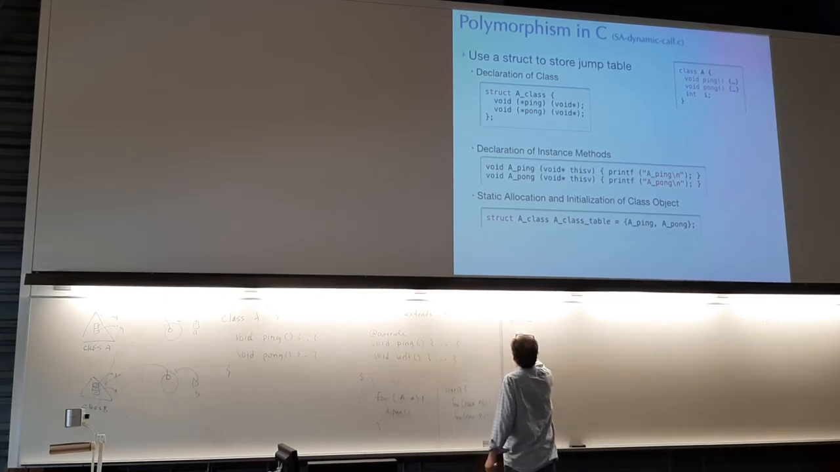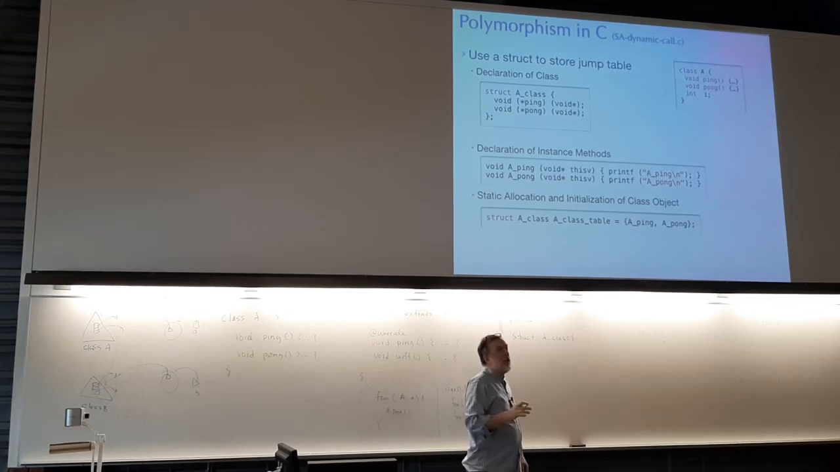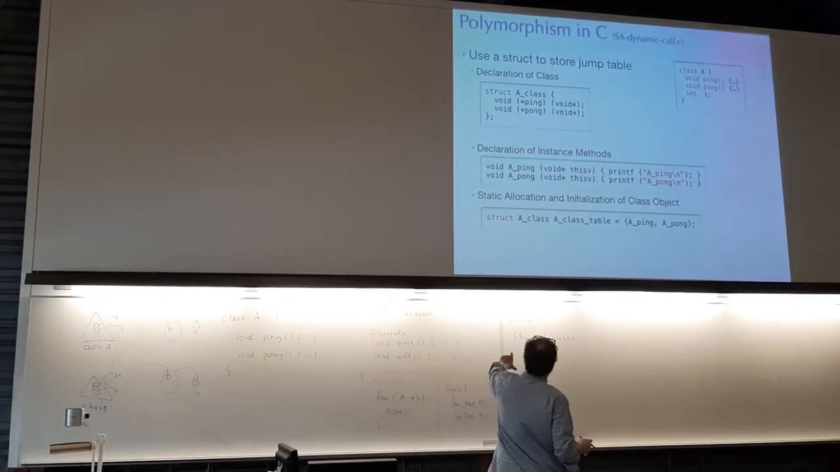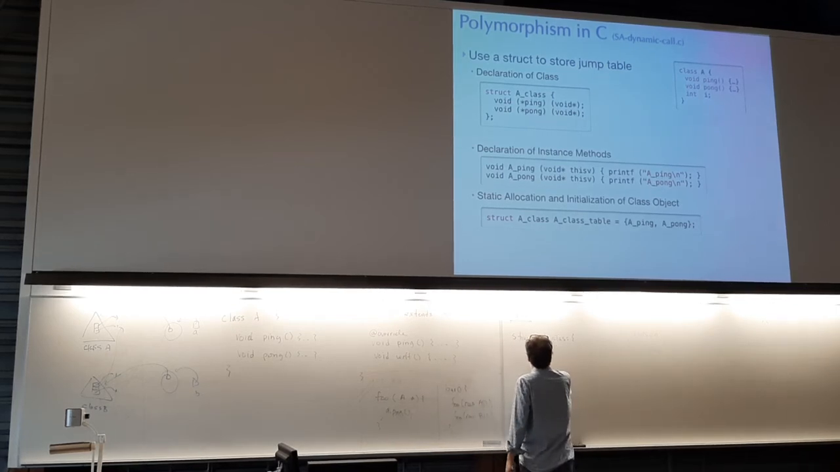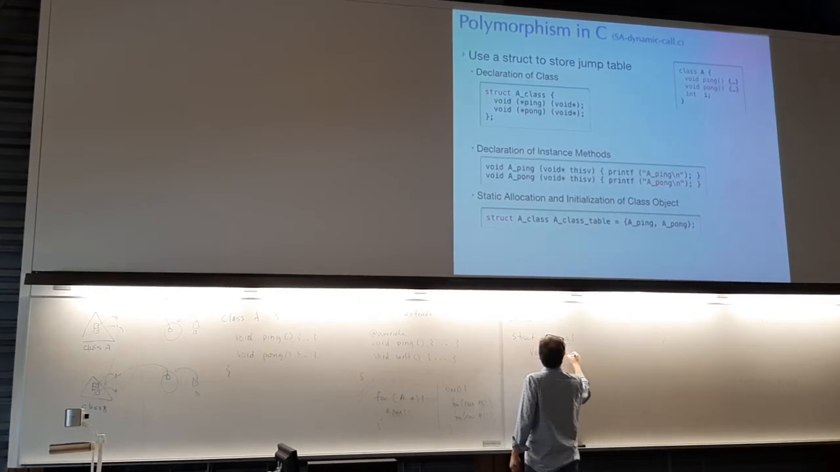So struct A class. Now neither of these have any static variables. If they had static variables, those variables would be also listed here. But they only have these two things. So I'm going to have a function pointer named ping. This is going to be like this: void star ping.